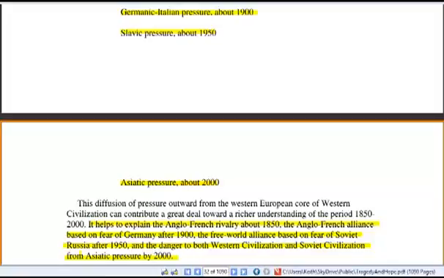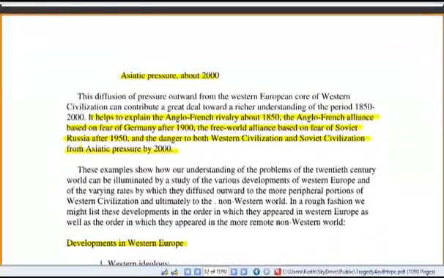This diffusion of pressure outward from the Western European core of Western civilization can contribute a great deal toward a richer understanding of the period 1850 to 2000. It helps to explain the Anglo-French rivalry about 1850, the Anglo-French alliance based on fear of Germany after 1900, the Free World Alliance based on fear of Soviet Russia after 1950, and the danger to both Western civilization and Soviet civilization from Asiatic pressure by 2000.